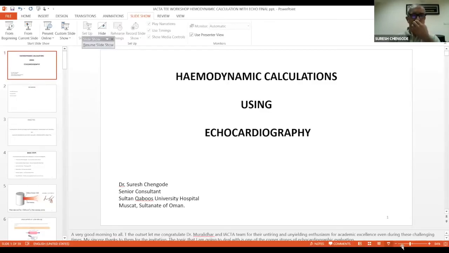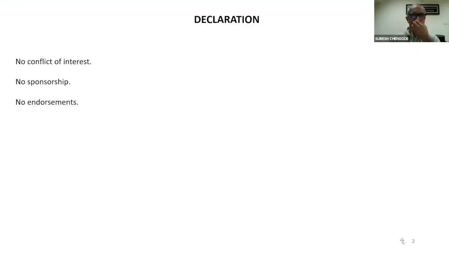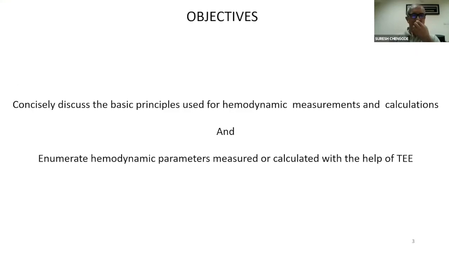I've got nothing to declare, and in the next 15 minutes, we'll be talking about the basic principles used in the hemodynamic measurements using echocardiography, and especially the transthoracic echocardiography. Because of the paucity of time, we'll try to just enumerate some of the hemodynamic parameters that can be measured using echocardiography.